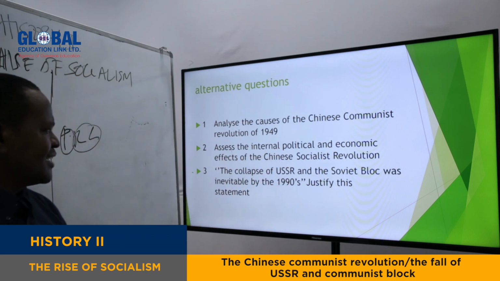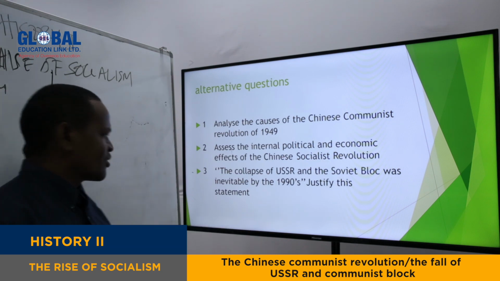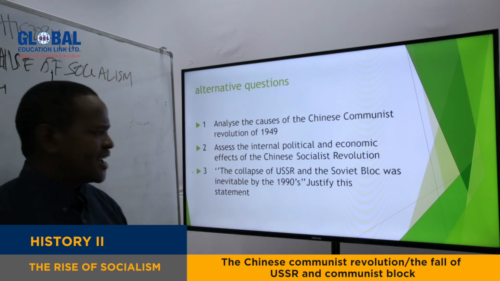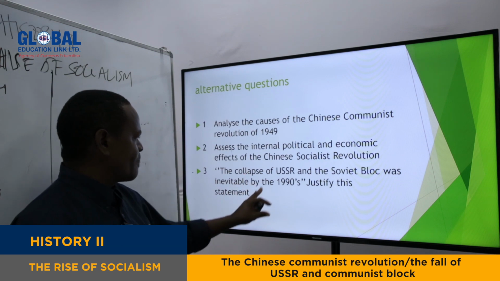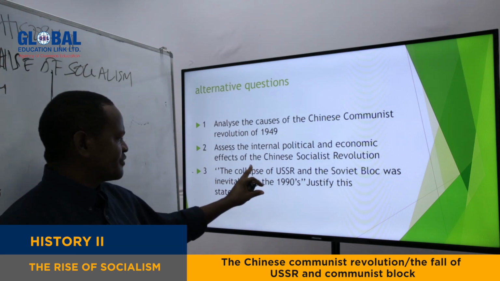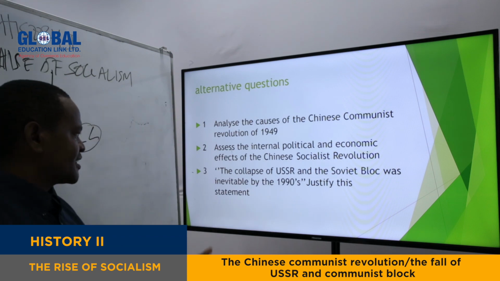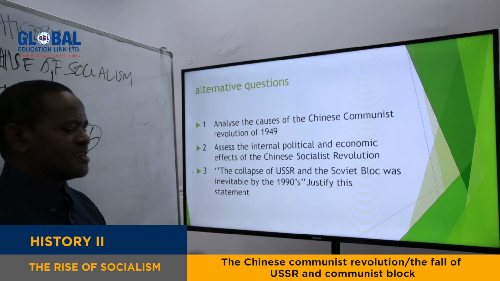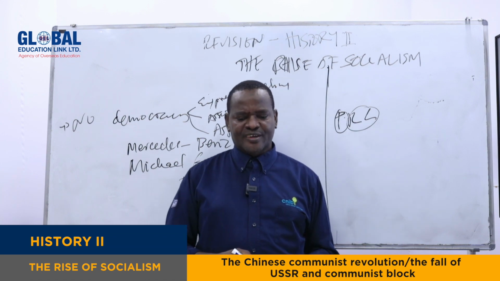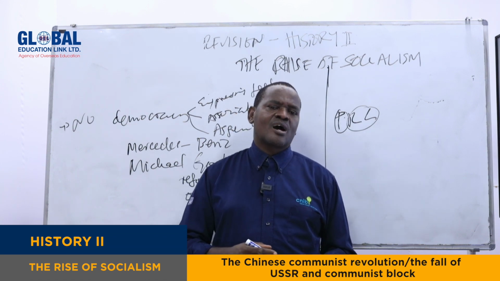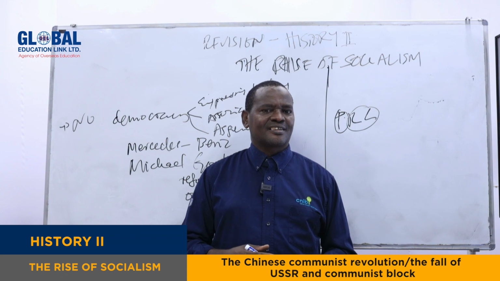The third question is: the collapse of the USSR and the Soviet bloc was inevitable in the 1990s. How could the collapse of the USSR and Soviet bloc not be avoided in the 1990s? Justify this statement. Of course, it is true, it could not be avoided because of what was going on in these countries. One could not avoid the collapse.